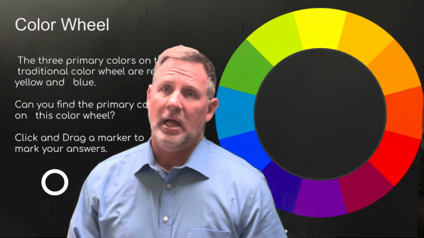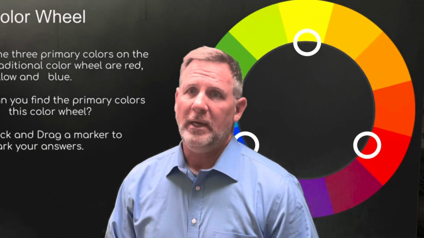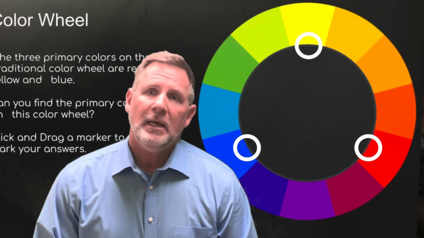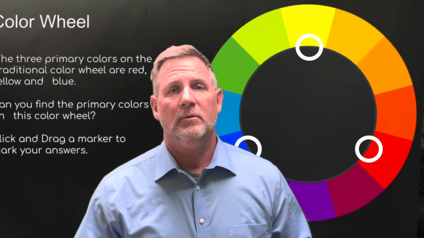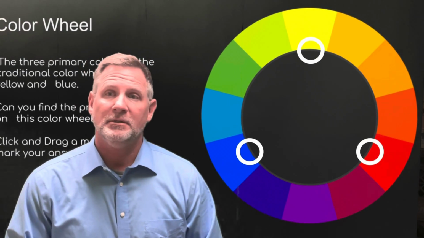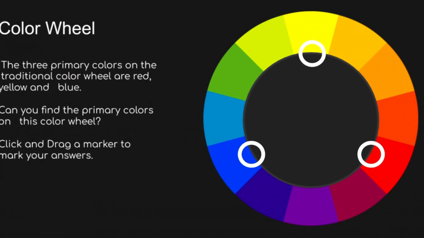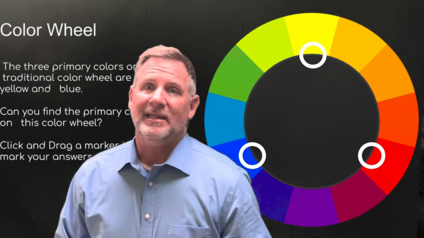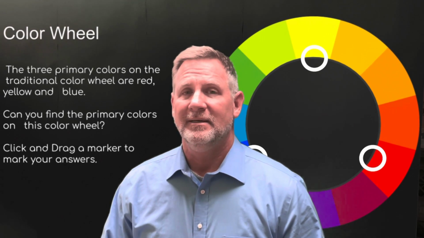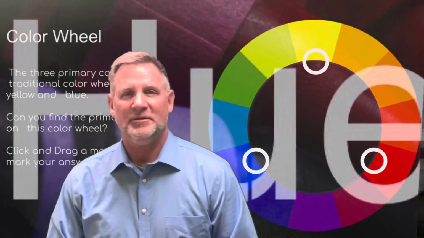And on a traditional color wheel, 3 colors are called primary colors. From these 3 colors, all of the other colors on the color wheel can be made. The 3 colors on the traditional color wheel are red, yellow, and blue. Can you find the primary colors on this color wheel? By the way, the most popular favorite color in the world is blue. Is that your favorite color too?